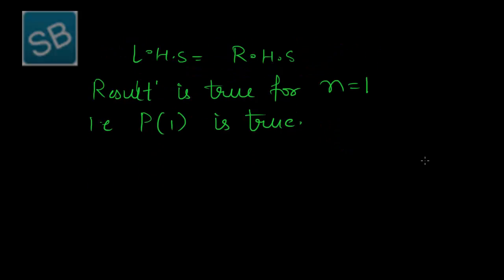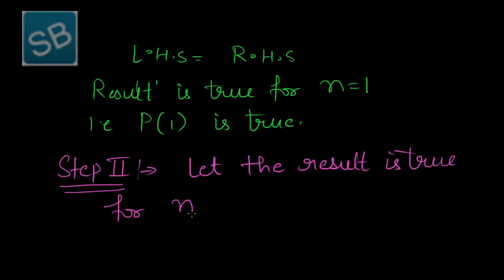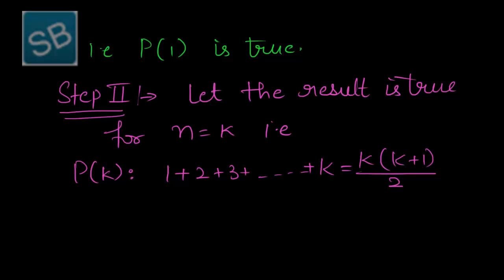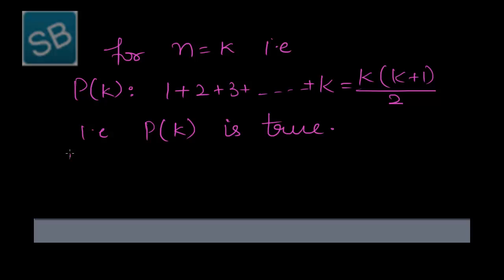So we will move toward the second step, that is step 2. In step 2, we will assume the result for k. Let the result be true for n equal to k, that is, P of k holds true. That is, 1 plus 2 plus 3 up to k elements equals k times k plus 1 over 2. That is, P of k is true. So as P of k is true, by the principle of mathematical induction we have to prove the result for P of k plus 1. So next, step 3.